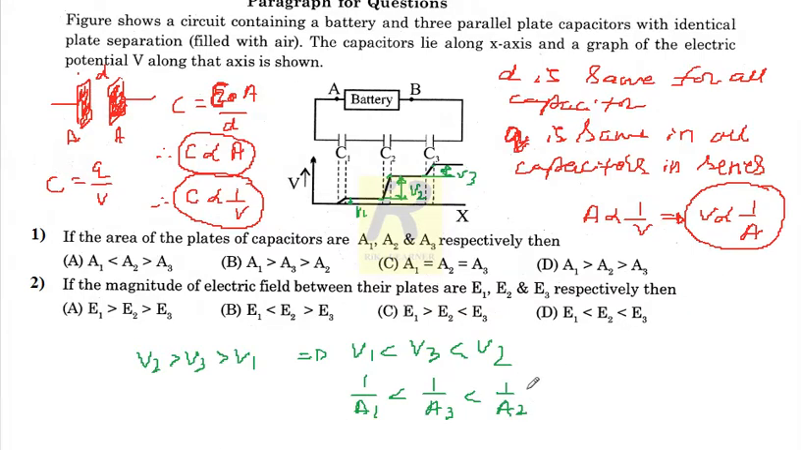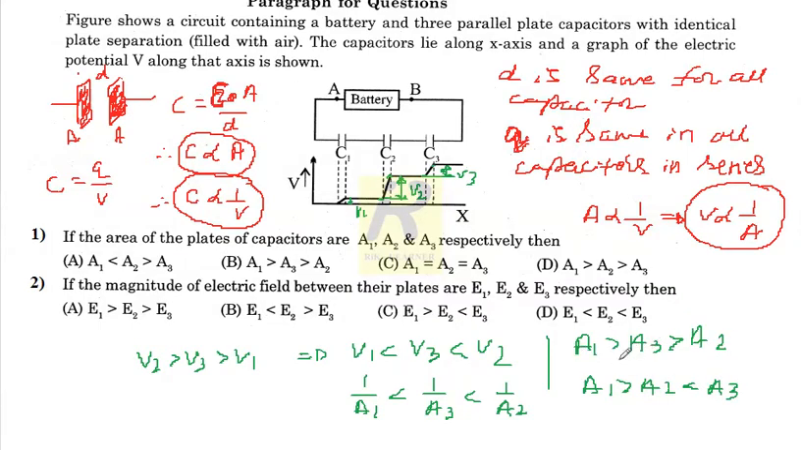Otherwise, how can we express this? It can be written like this: A1 is more than A3, more than A2. A1 is already more than A3 and A3 is more than A2. That means A1 is more than A2. But A3 is more than A2, that means A2 is less than A3. This is how I can interpret it.